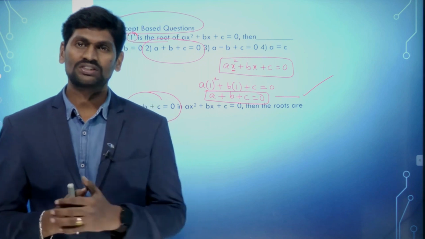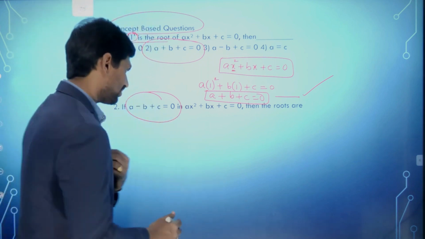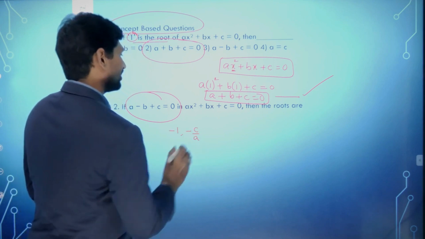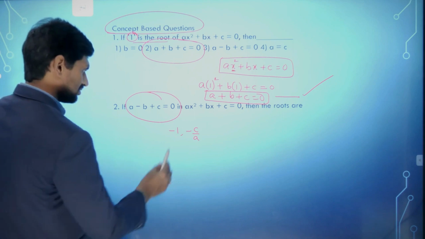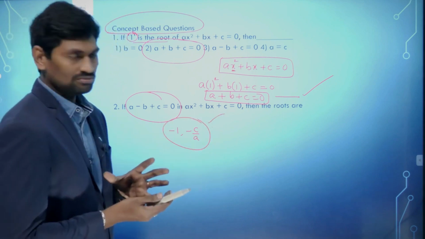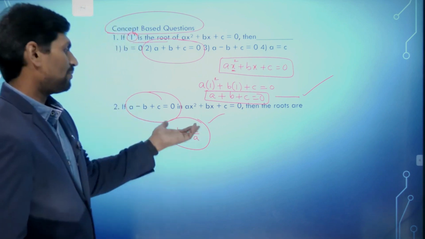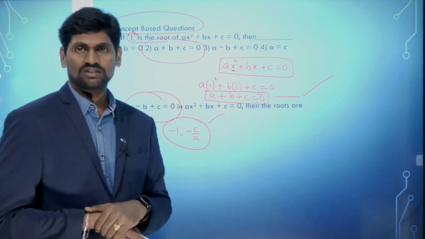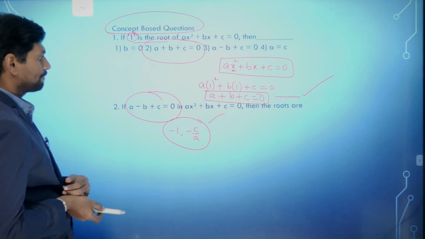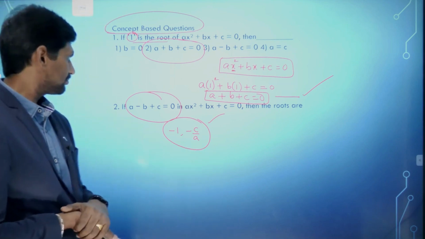Very good. What are the roots? Minus 1 and minus c by a. Very good. Your roots are minus 1, minus c by a. So in your option, you have to find. That means both together will give, no problem. Otherwise, minus 1 give means you can keep minus 1, or minus c by a means you can keep minus c by a. Anything your choice. I think it will be given like this: minus 1, comma minus c by a.